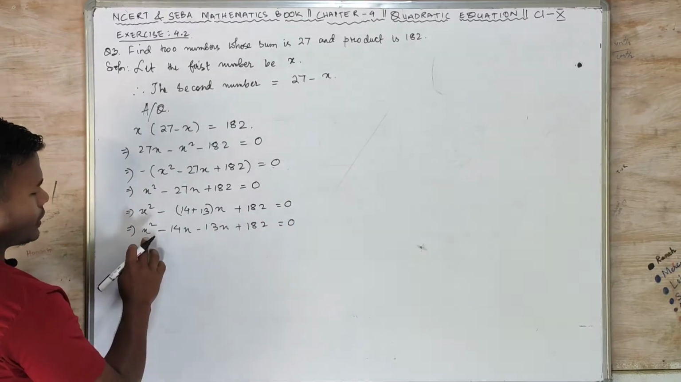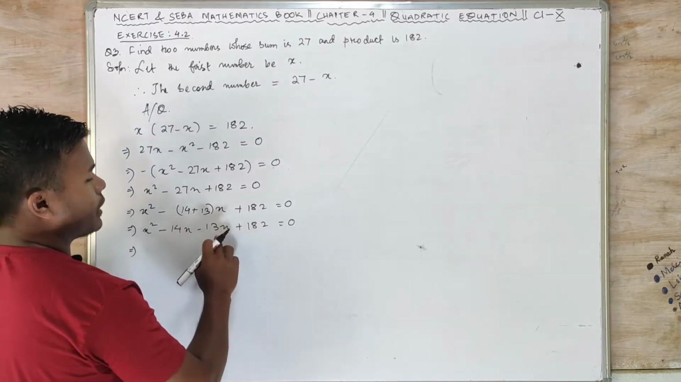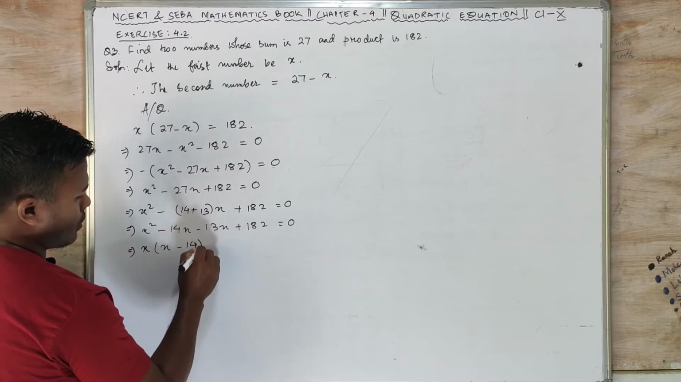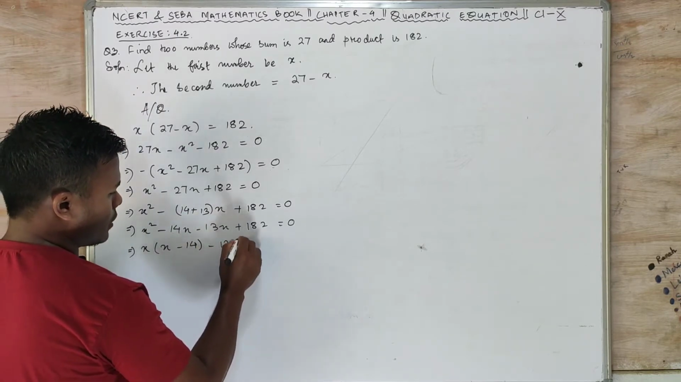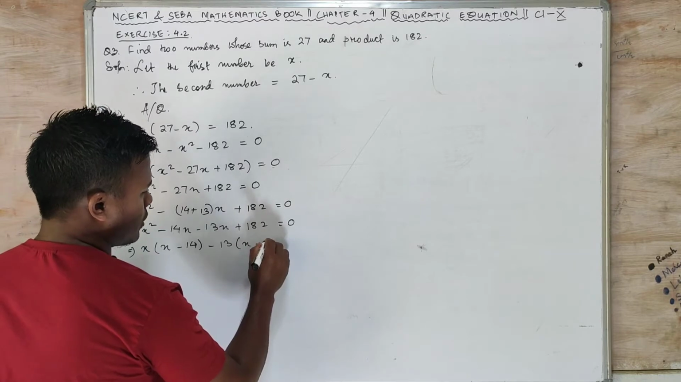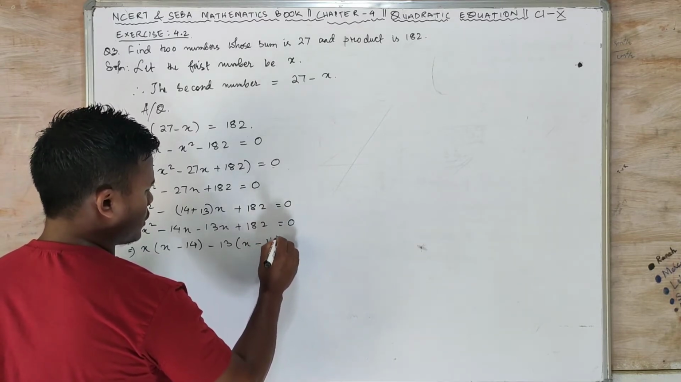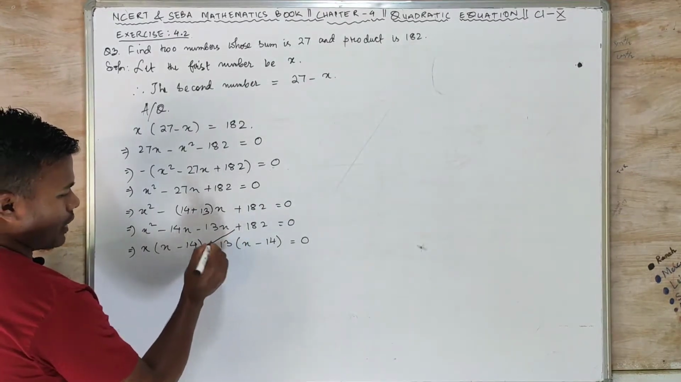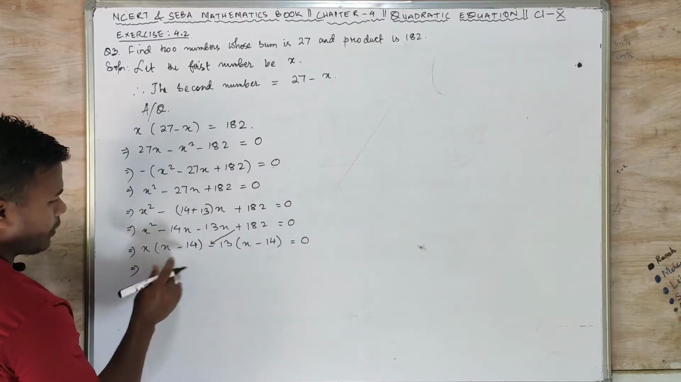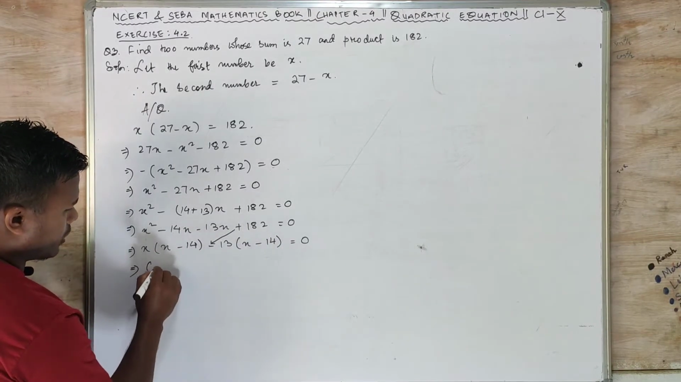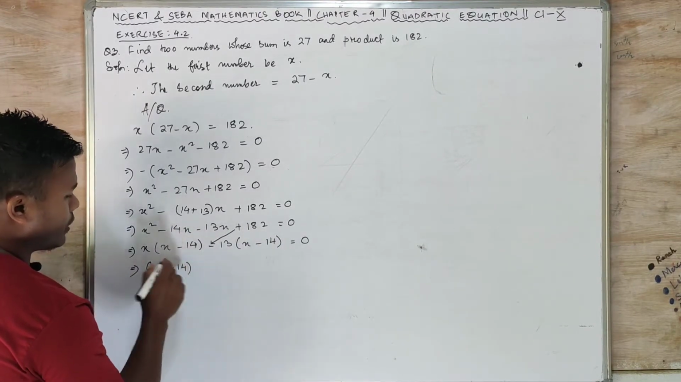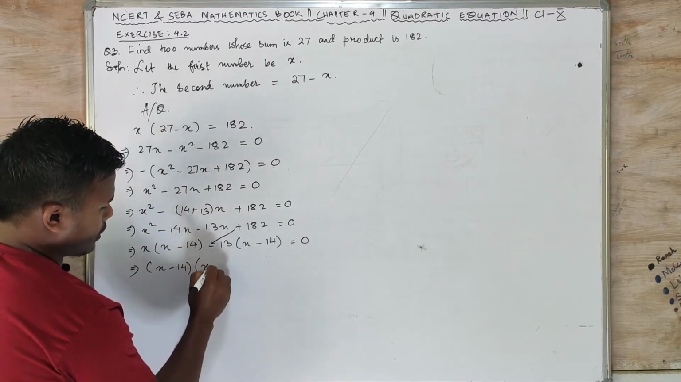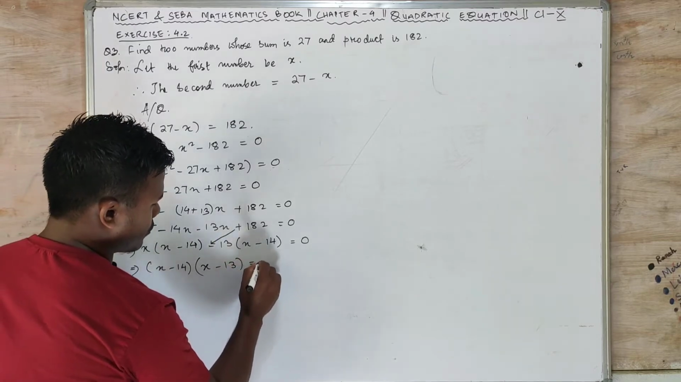Then you have to take a common factor from the first two terms and the last two terms. You can take x minus 14, minus, if you take 13, then x minus 14 times 13 is 182, which is equal to 0. Why this minus here? Because plus into minus is minus. Then from the two common terms you write x minus 14, and the remaining is x minus 13, which is equal to 0.